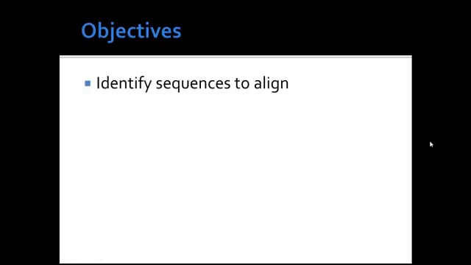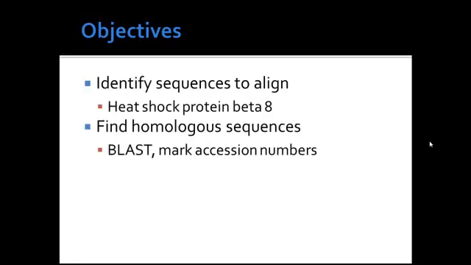Our first objective is to identify sequences to align, and for today's exercise, we will look at heat shock protein beta 8. Now, we want to find homologous sequences to the heat shock beta 8 so that we can align orthologs of different species.